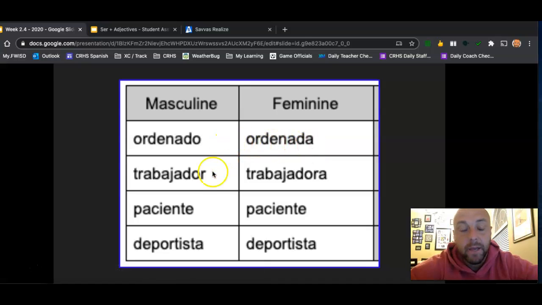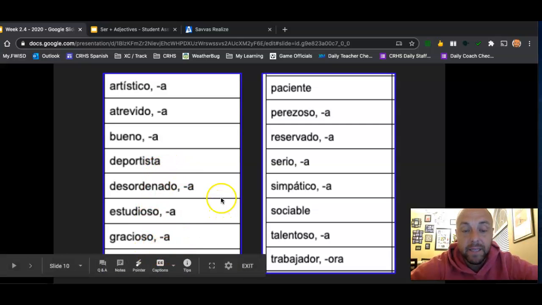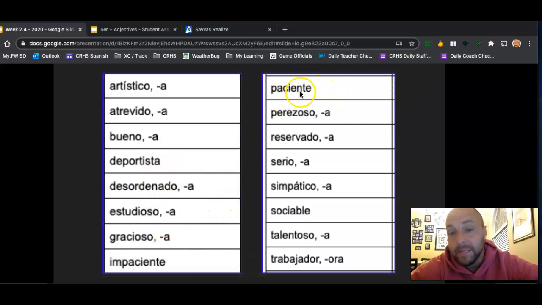For our adjectives, on our list, you should have seen where it says artístico, comma, deportista. So yo soy deportista. Mi esposa es deportista. I'm athletic. My wife is athletic. Impaciente or paciente: if it ends in an E, we don't have to worry about changing it. The only ones we have to worry about changing are ones that end in O.